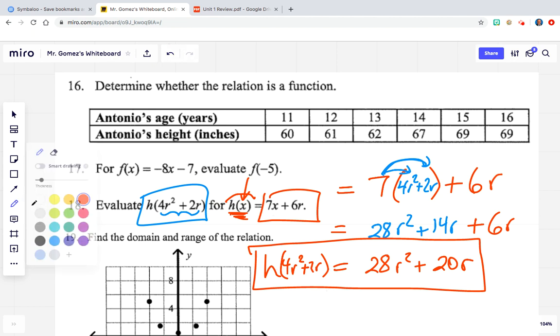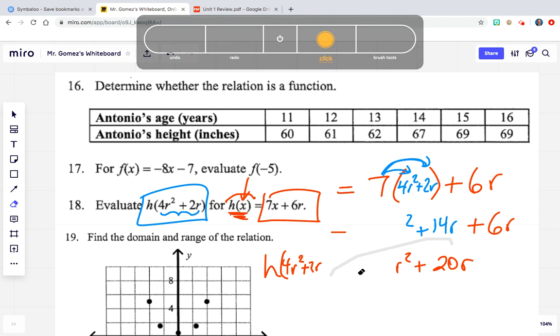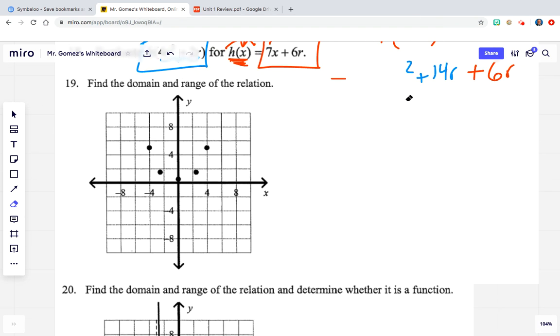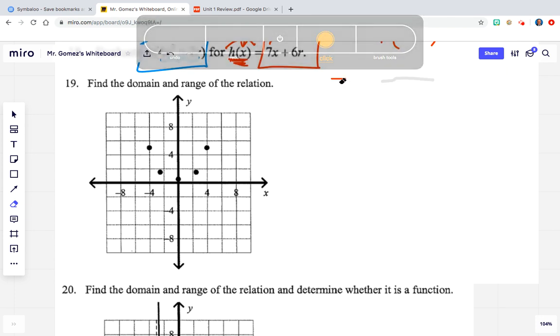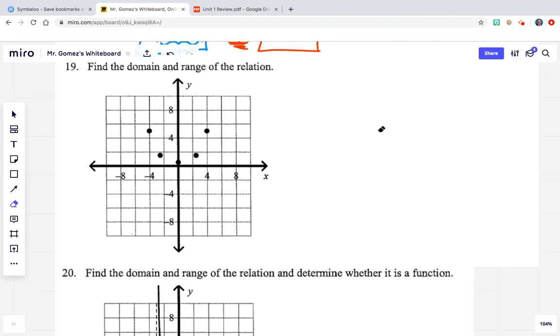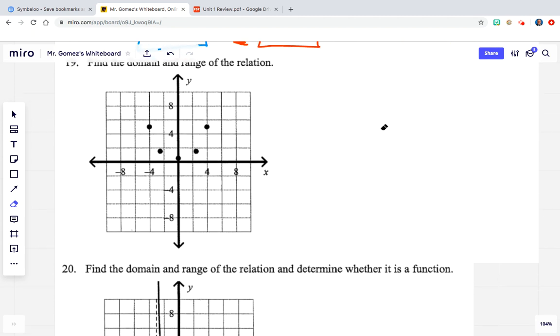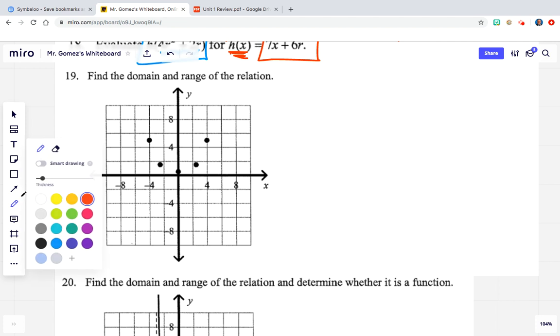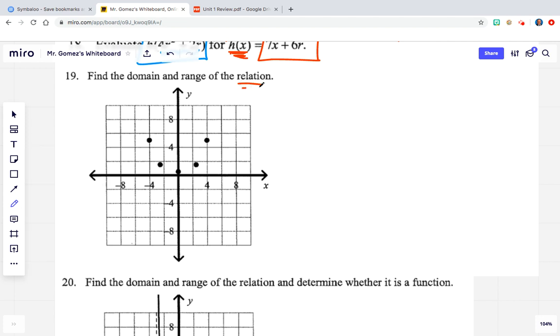All right, so now let's move on to number 17. Actually, I'll just scroll it down, so make a little bit more room. All right, number 19 says, find the domain and range of the relation. Right now it's a relation, aka just points that are given, and we want to find the domain and range. Because this is discrete, nothing's connected whatsoever, they're all separated points.